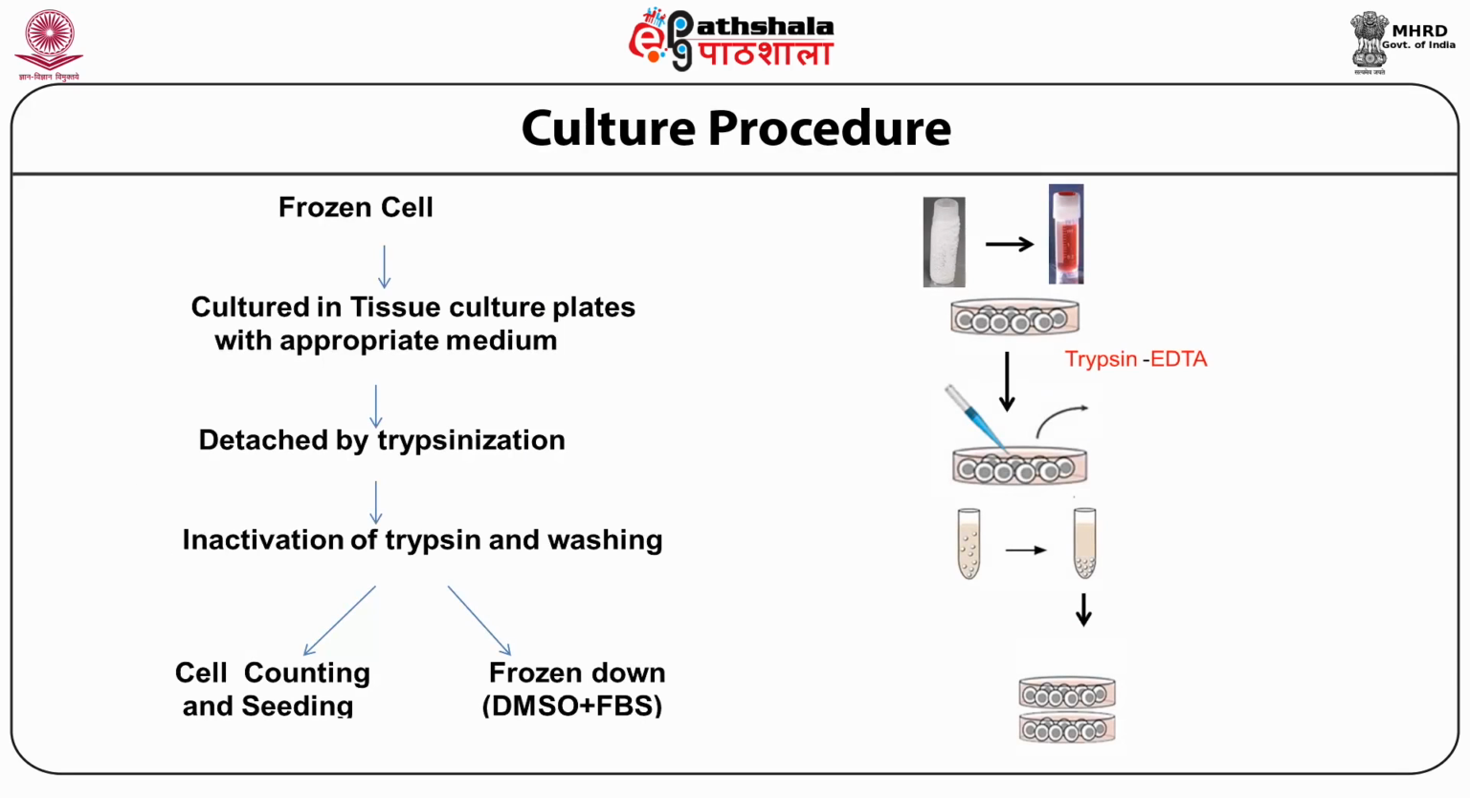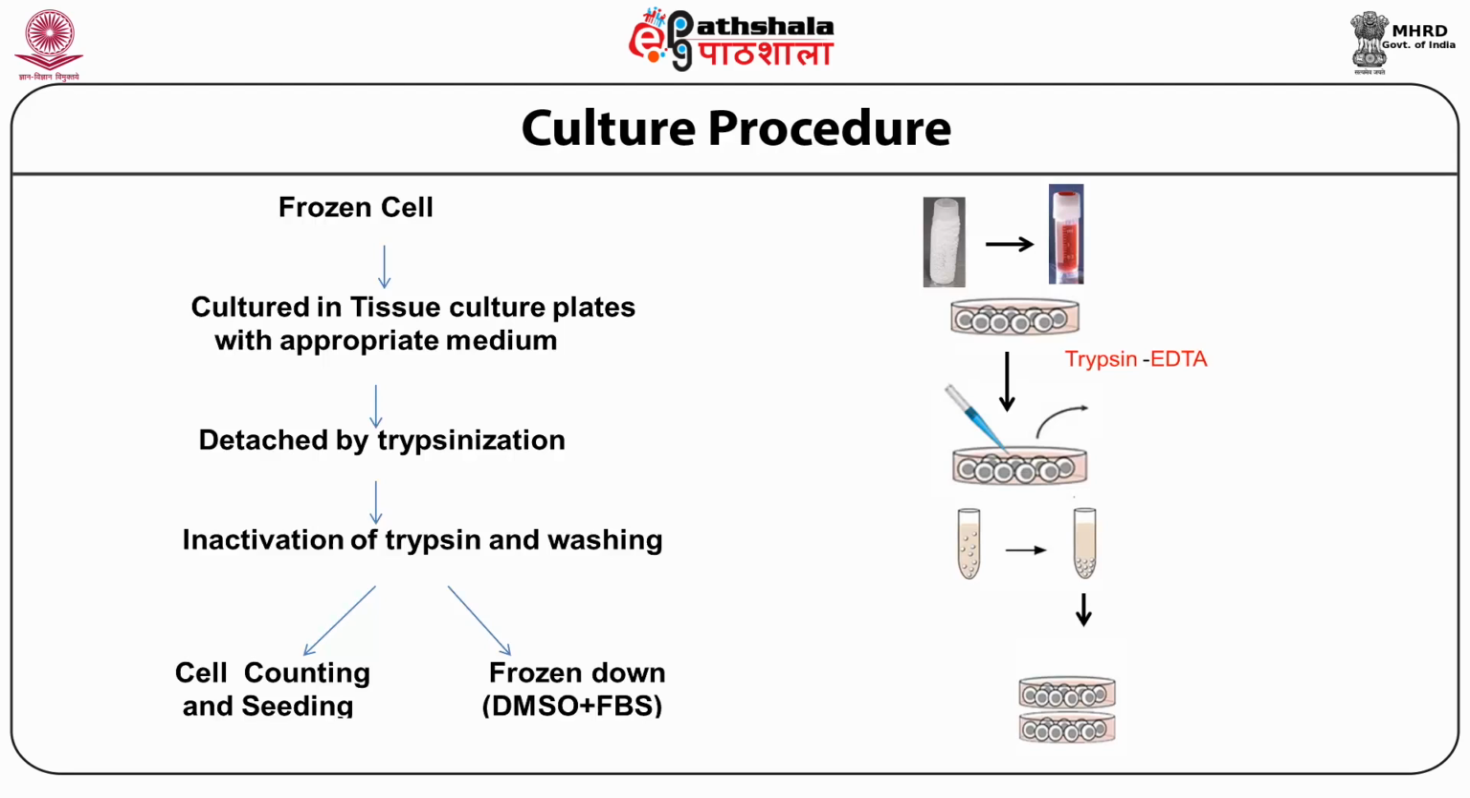Now let's understand the basic protocol for the cell culture procedure. Cell culture or the mammalian culture is usually started from a frozen stock of cells. The cells are thawed, the freezing medium is removed, and cells are plated on the appropriate culture dish coated with the extracellular matrix. The cells attach and start to grow.